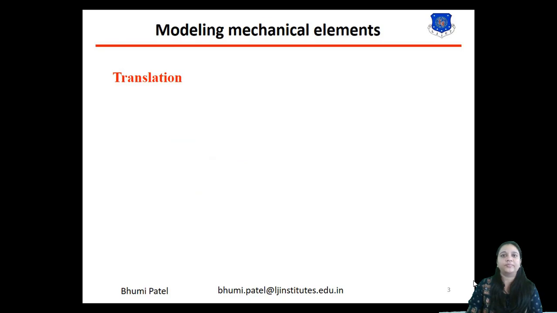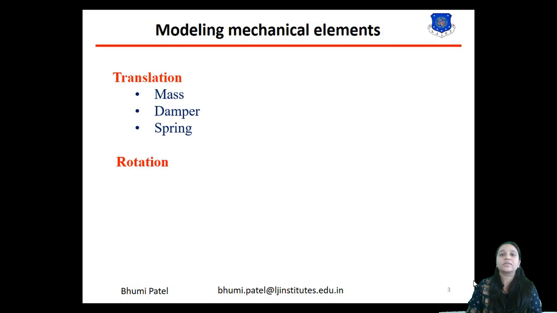First topic is: what is translational motion? The motion of translation is defined as a motion that takes place along a straight line. In the analysis, it is convenient to make use of three elements: mass, damper, and spring. What is the rotational mechanical element?